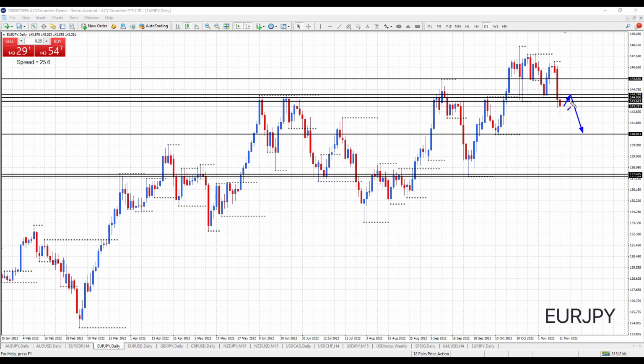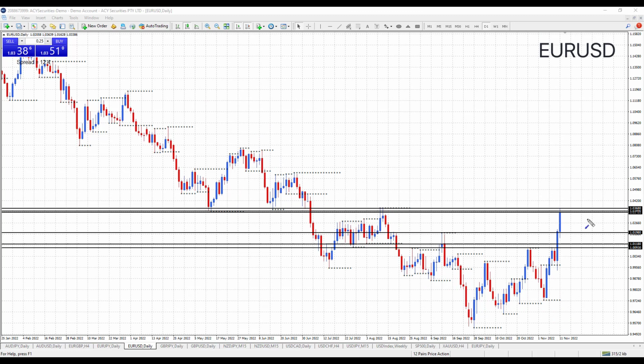Okay. Now of course we could false break this area and then we could see a move back up, and the next level of resistance is at 145.63, which is weekly resistance. Alright, so does now support become resistance for a further move down next week on the Euro Yen?